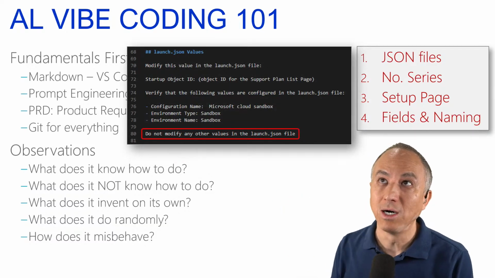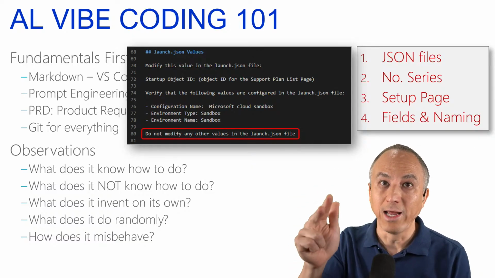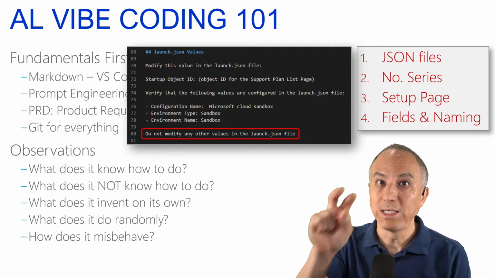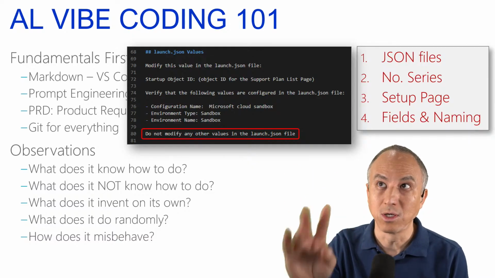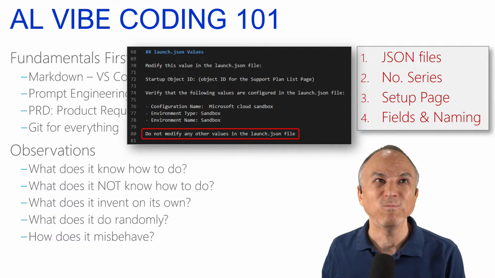There's an example of the launch.json. Configuration name, environment type, environment name. Do not screw these settings up. That's what it just overwrote. And then, do not modify any other values in this file.